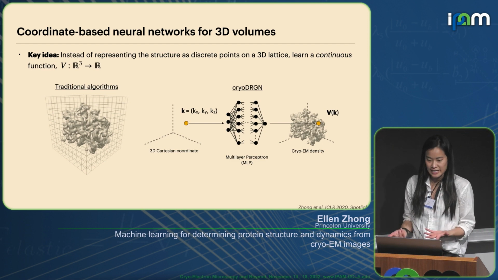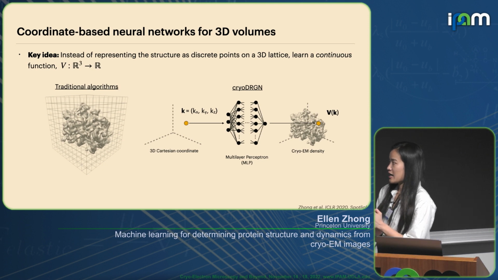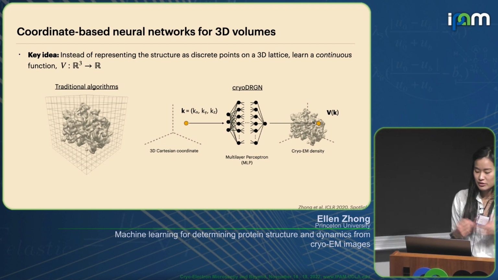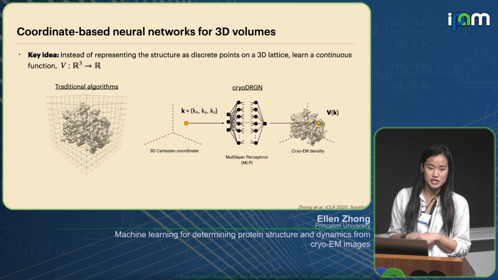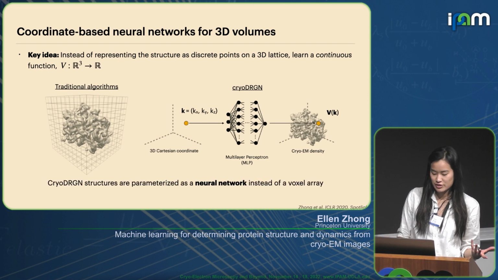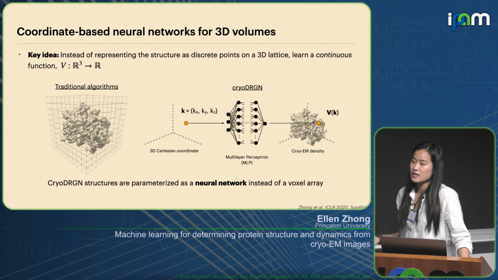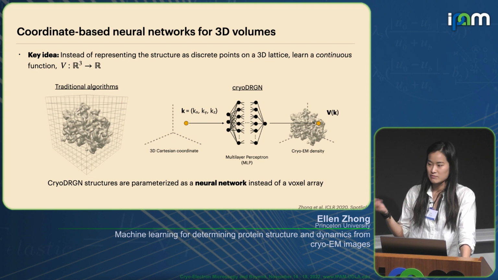So the main idea in CryoDRGN is how we model structures. Instead of representing the structure as discrete points on a 3-dimensional lattice or in a 3D voxel array, we use a neural network, a fully connected multi-layer perceptron or MLP, to directly approximate the function from 3D Cartesian coordinates to the cryo-EM density at that location. So CryoDRGN structures are parameterized using this neural model instead of a voxel array. The goal of reconstruction in the traditional case is to fit the value of our cryo-EM density at each of these voxels. In CryoDRGN, we want to learn the parameters, the weights and biases of our MLP, to best approximate this 3D function.